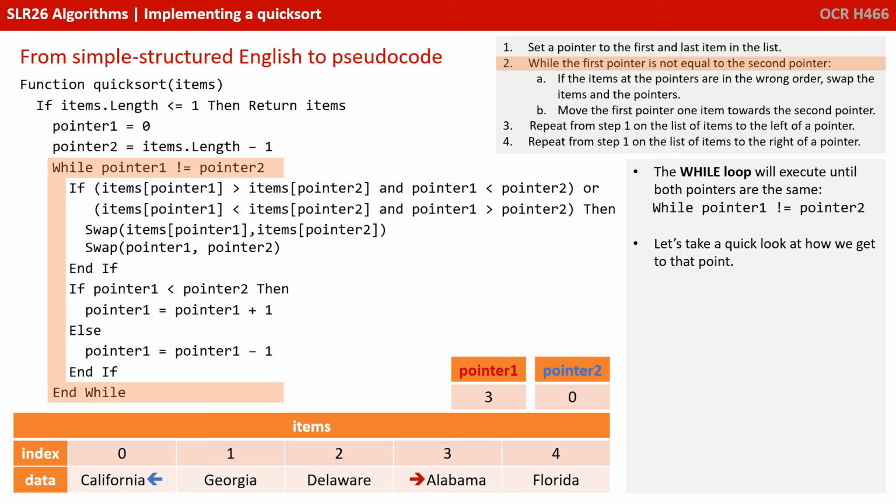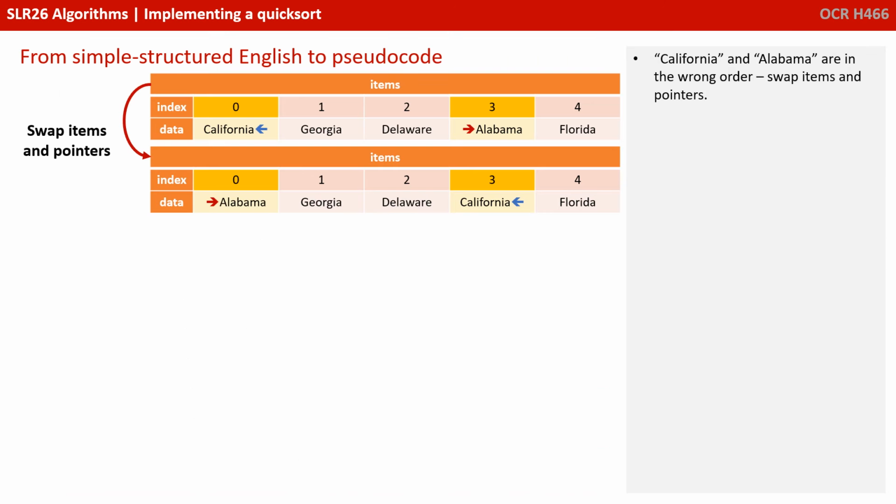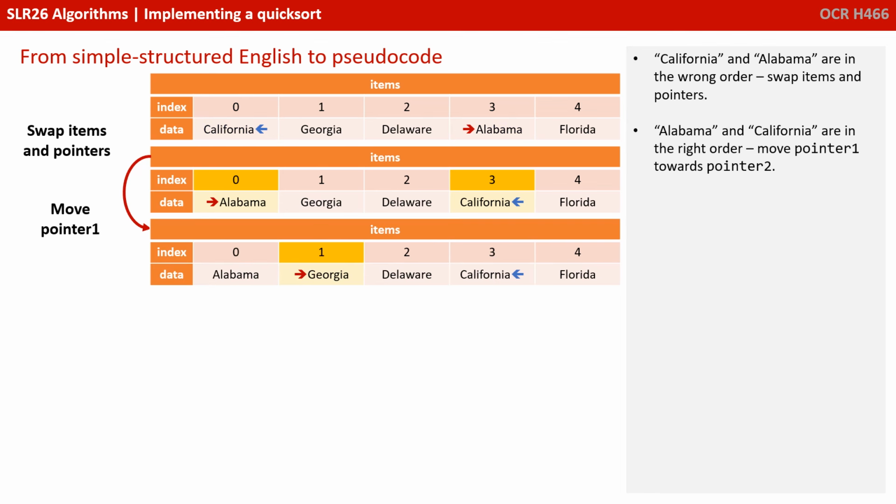Now remember, the while loop will execute until both pointers are the same. So let's take a quick look at how we'd get to that point. California and Alabama are in the wrong order, so swap items and pointers. Alabama and California are in the right order, so move pointer 1 towards pointer 2.